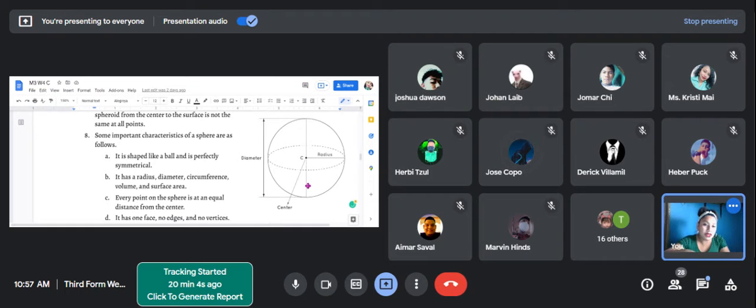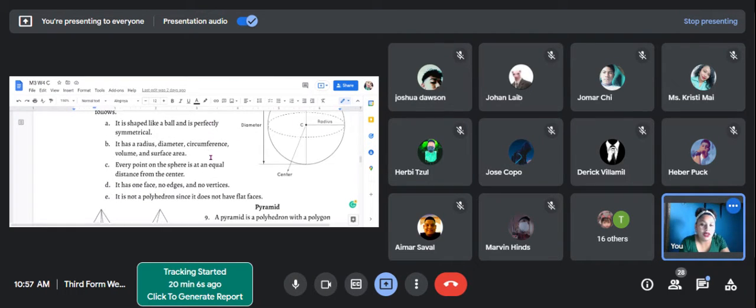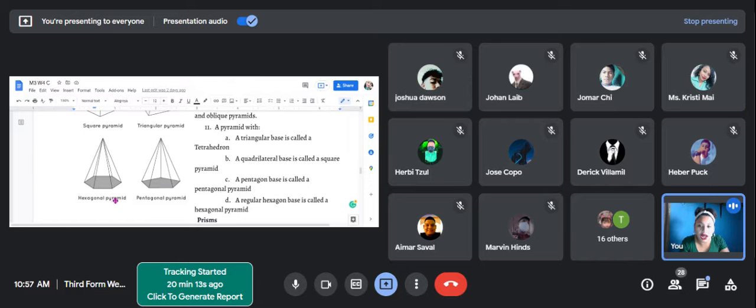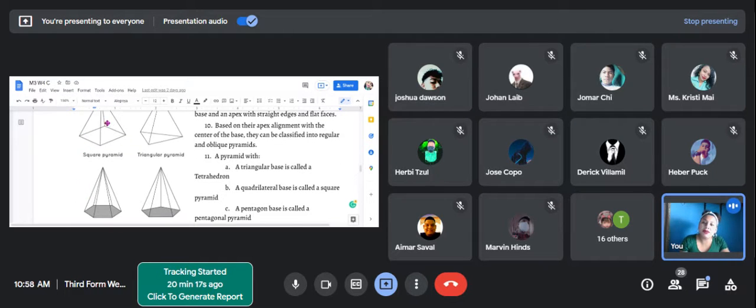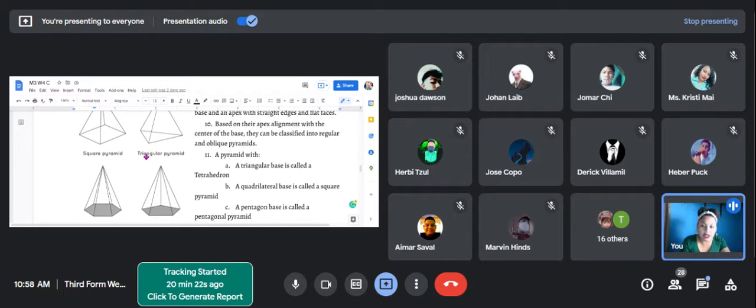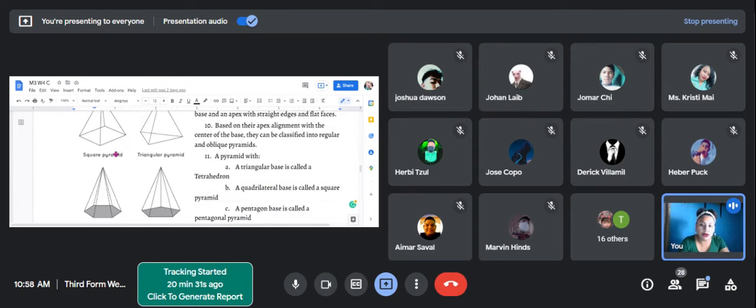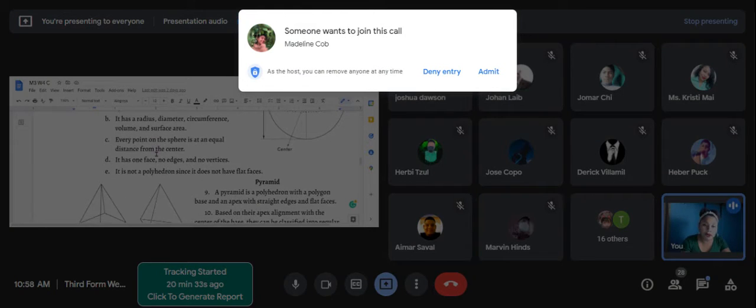The first one is the sphere. And then you have these 4 pyramids: a square base pyramid, a triangular base pyramid, a hexagonal pyramid, and a pentagonal pyramid. Now, the square base pyramid has to have 4 sides at the bottom. The triangular pyramid has 3 sides at the bottom. The hexagonal one has 6 sides at the bottom, and the pentagonal one has 5 sides at the bottom. So these are the four pyramids. So 4 pyramids, 1 sphere, that's already 5 shapes.